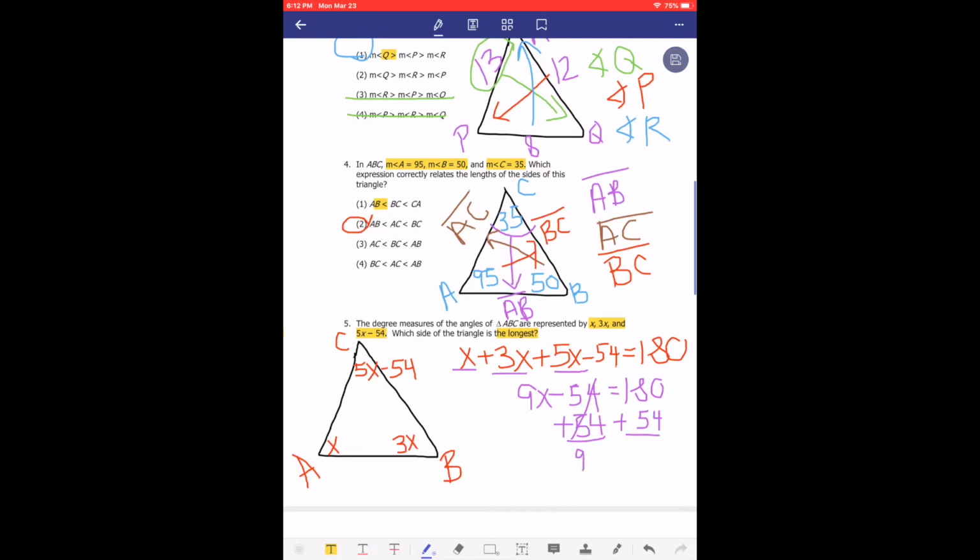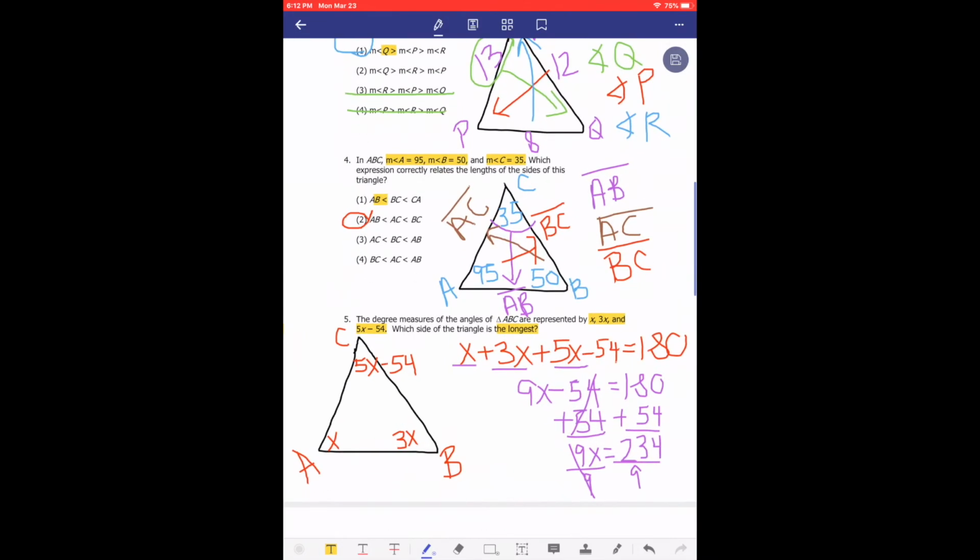Bring down the 9x. 180 plus 54 will give me 234. Divide that by 9. And you will get x equals 26. Notice we're not done with the problem. Now I'm going to actually plug them all in to find my angle measures. This one is just 26.